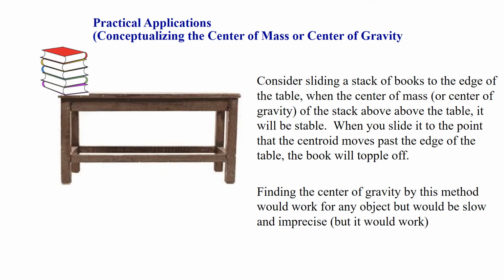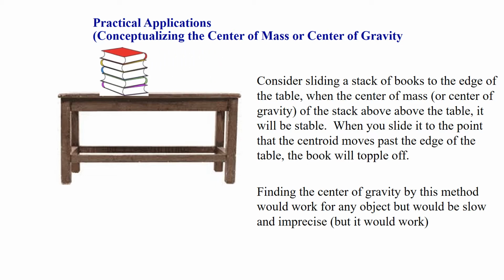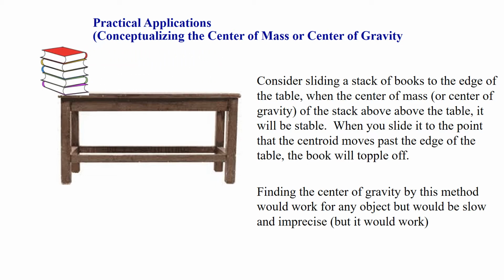Consider a stack of books on an edge of a table. We can try to find the centroid of the stack if we simply slide the books to the point where they're about to topple off the edge of the table. When we reach that point where it's just at the edge of getting ready to topple, we'll have found the centroid of the stack with respect to the direction in which we slid it. Finding the center of gravity by this method would work for any object, but would be slow and obviously imprecise, but it would work, importantly. I bring this up because it's a great way for you to visualize what it is that we're trying to get.